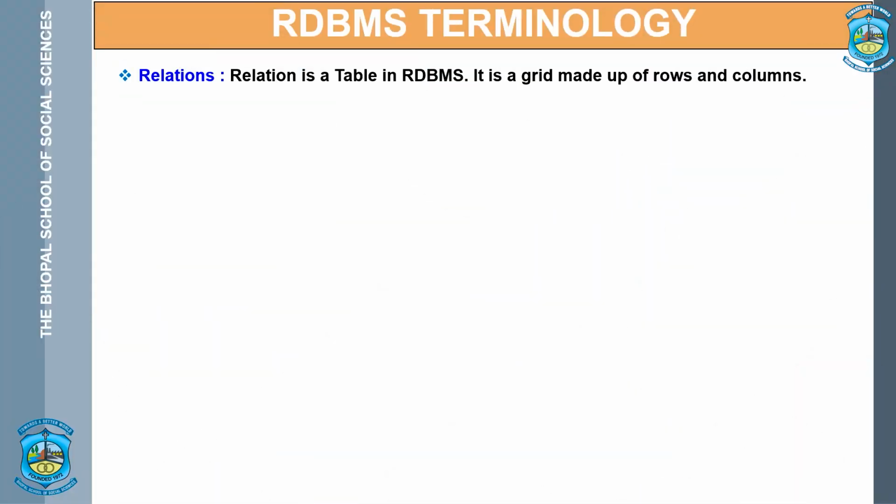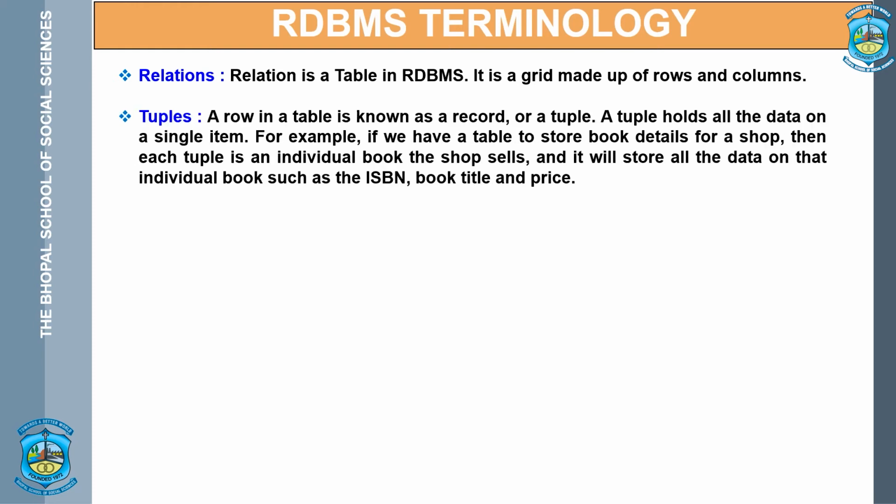So we can define a relation as a table in DBMS. It is a grid made up of rows and columns. We just organize data in terms of rows and columns, and we call that a relation or a table. Then second is tuples. What are tuples? A row in a table is known as a tuple or a record. So one filled row of values is called a tuple.